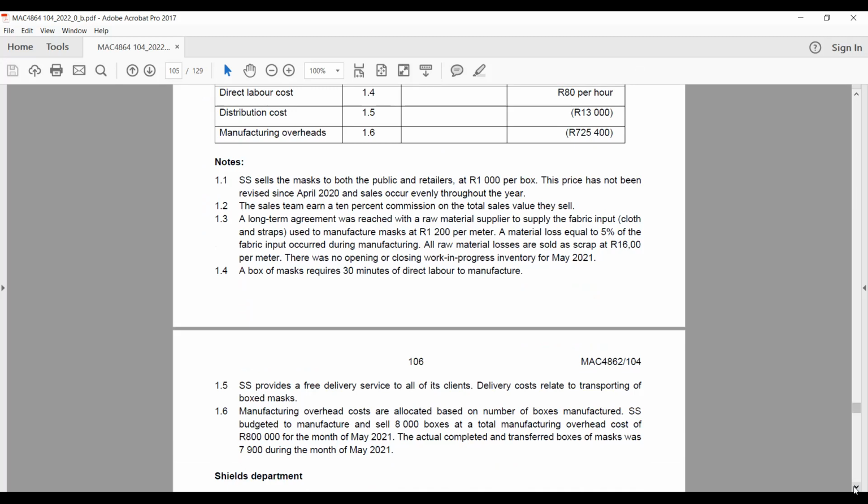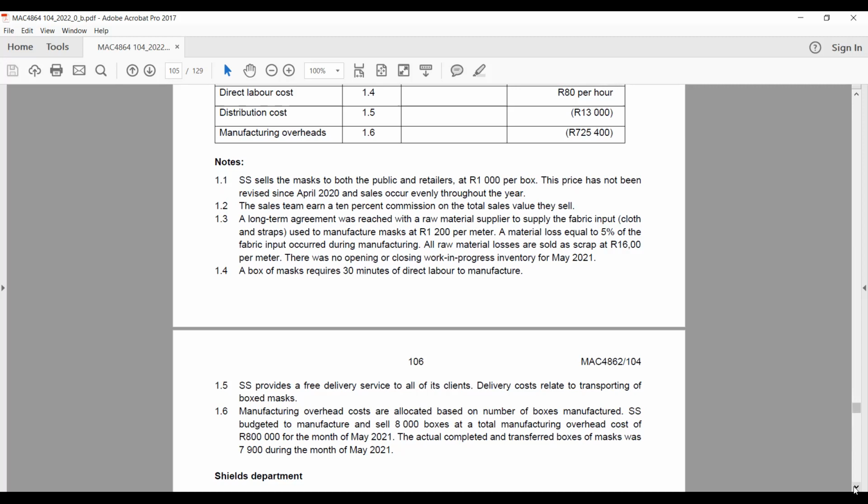A long-term agreement was reached with a raw material supplier to supply the fabric input, cloth and straps, used to manufacture masks at 1,200 Rand per meter. A material loss equal to 5% of the fabric input occurred during the manufacturing. All raw material losses are sold as scrap at 16 Rand per meter. There are no opening or closing work in progress for May 2021. A box of masks requires 30 minutes of direct labor to manufacture.